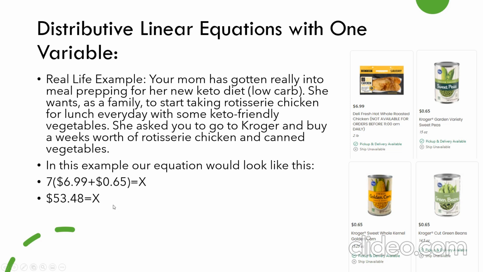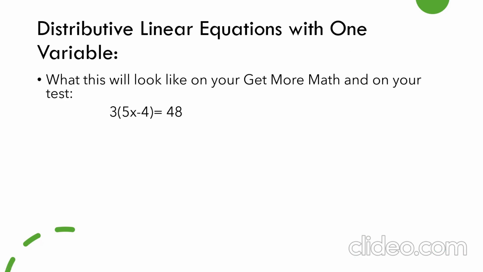Now, traditionally, we put the X on the left-hand side, so we're simply going to flip the X and the $53.48 and say X is equal to $53.48. So what this will look like on your math assignments and on your test will be something like this. 3 times 5x minus 4 equals 48.